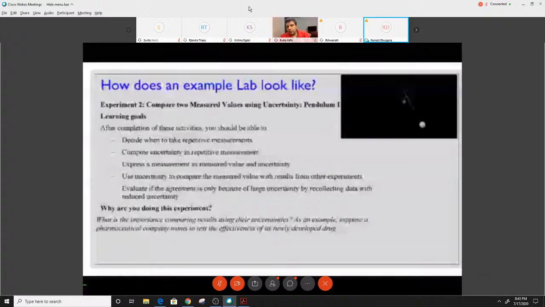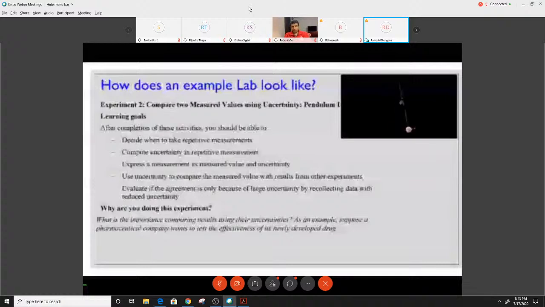So traditionally we may say, okay, find the period of the pendulum or something like that, or compare with the value, something like that, but we don't do that. So right now what I'm doing is I'm writing the learning goals there, and I'm also telling them why they are doing this experiment. So right there, okay?